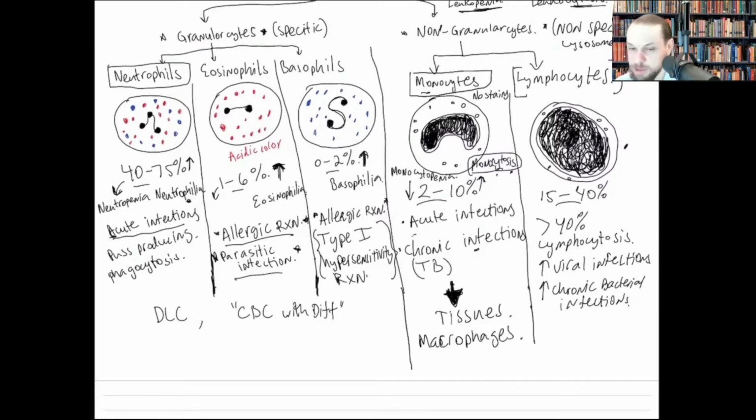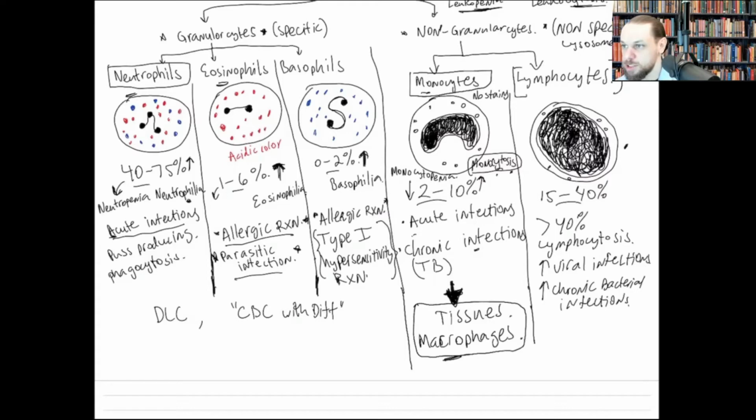You've probably heard the term macrophages, right? They're the big eaters. Phage means to eat or engulf. So macrophages are your big eaters. All these cells, neutrophils, eosinophils, basophils, are also able to phagocytize bacteria, but these are the big eaters of your immune system.